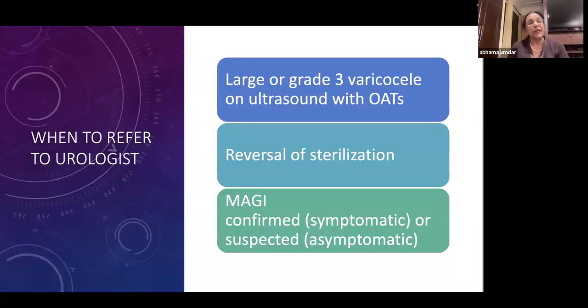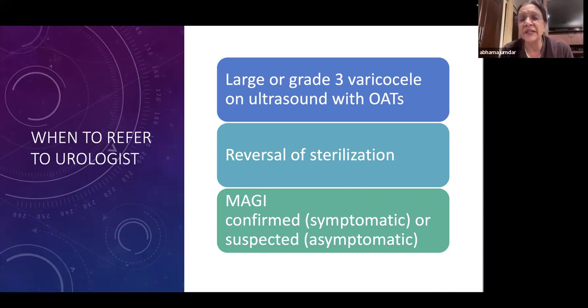Having said that, when do you refer to a urologist? When there is a large or grade 3 varicocele on ultrasound with OATS. So there has to be OATS. Just a varicocele alone doesn't mean that they need urological treatment, and this is the reason for having infertility. They should have OATS, and this varicocele should be seen even when the patient is lying down. And now there are 5 grades. I've written grade 3, this is possibly the old grades which we used to look at.